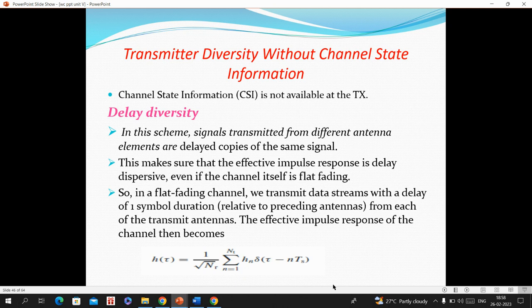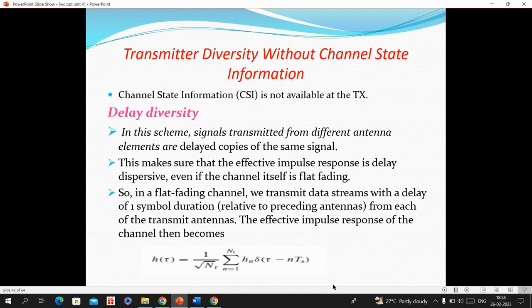If the CSI is not available to the transmitter, there are again two schemes used to transmit the information. The first one is delay diversity. In this case, the signals transmitted from the different antenna elements are delayed copies of the original signal. Antenna 1 transmits at some point in time, after that antenna 2 transmits after some delay, and the next element transmits after some further delay. So delayed copies of the signal are transmitted from the M antennas.